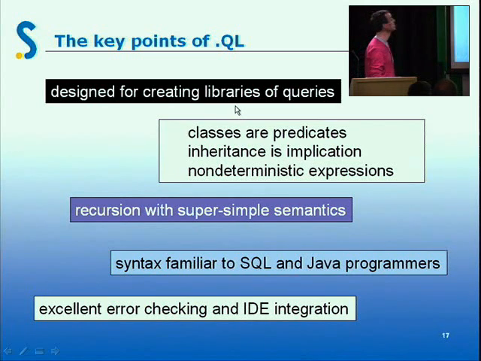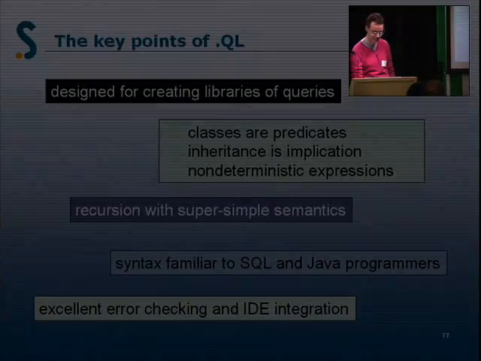So let me summarize the key points of .QL. It's designed for creating libraries of queries. Classes are predicates. Inheritance is just logical implication. And you're allowed to use non-deterministic expressions. Recursive queries are possible, but they're possible with super simple semantics. It's much simpler than what you would normally find in logic programming. And finally, it's in a syntax that's familiar both to SQL and Java programmers.